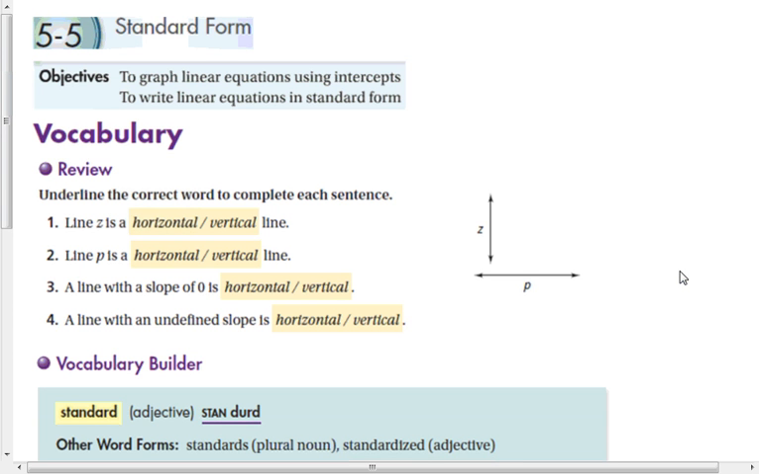Hey students, this is lesson 5.5. We're going to learn one more form of linear equation called the standard form. And so we're going to learn how to graph linear equations using intercepts. You'll find out what that is soon. And to write linear equations in standard form. Go ahead and do the review here and make sure you know what standard form is before you continue on.